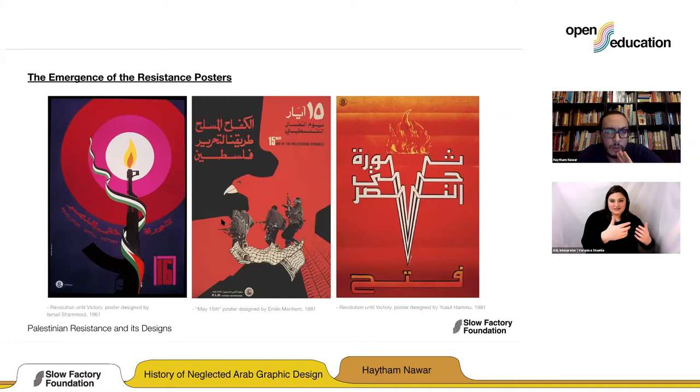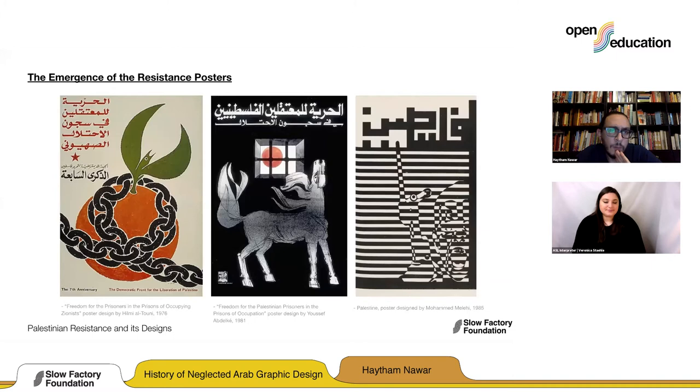They show this idea. And again, another poster that's related to the freedom of the prisoners in the prisons of the occupied territories, which is to the left side. And then as well, you have, again for the same designer in the middle, Yusuf Abdelki in 1981, to liberate the prisoners in the occupied territories. And then from Egypt by Helmi Touni, to Syria by Yusuf Abdelki, to Morocco by Mohammed al-Mileihi, showing a beautiful design for Palestine. That's the word in Kufic style at the top. And here you can see a child screaming with the rifle in his hand.